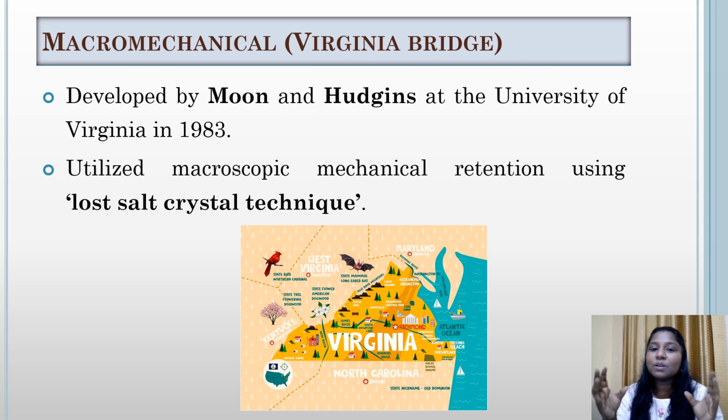So how to remember Virginia bridge and the lost salt technique? Remember that Virginia is closer to the sea. This is a small technique that I want you all to remember, because most often I have found that students tend to confuse the Maryland bridge, which is the micromechanical retention type, with the Virginia bridge, which is the macromechanical retention type with the lost salt technique. So remember this particular figure of the map of Virginia, to remember that the Virginia bridge gets its macro retention through the lost salt technique.